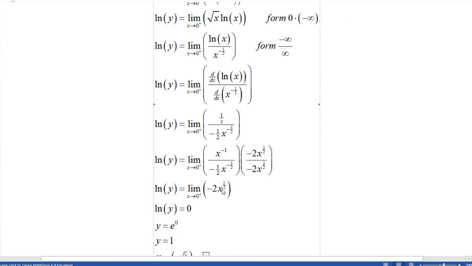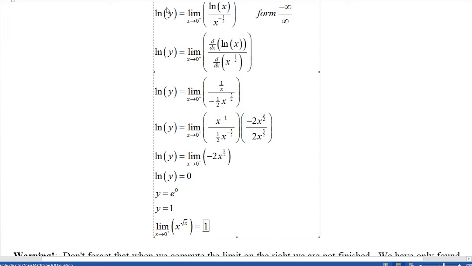And so now as x goes to 0, 0 to the 1/2 is 0, and times negative 2 is still 0, so that goes to 0. But again, be careful, we're not done yet. All the way down we have ln of y equals this. To solve for y, we write that as y equals e to the 0 power. e to the 0 power is 1, so y is 1.